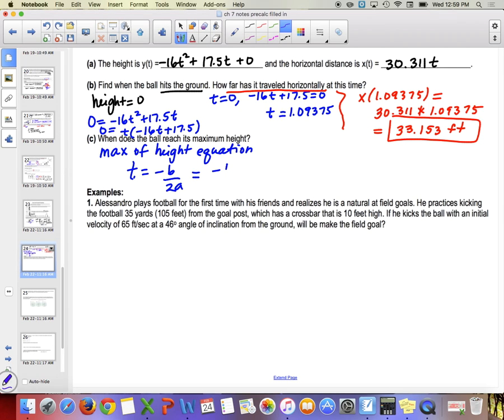So we're going to have negative 17.5 over 2 times negative 16. So I got 0.547 seconds. That was in seconds above, too. All right, so if I wanted to know its maximum height, then I plug that into the y of t equation. Does this make sense? So we have our two different components.